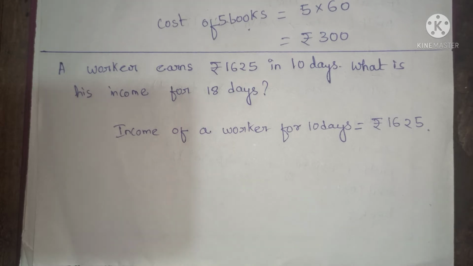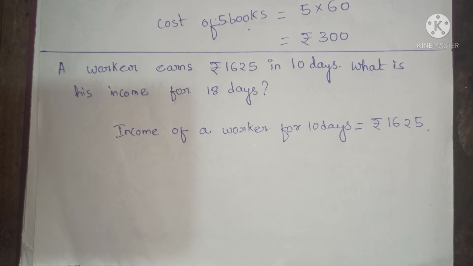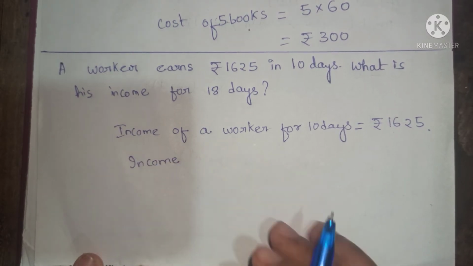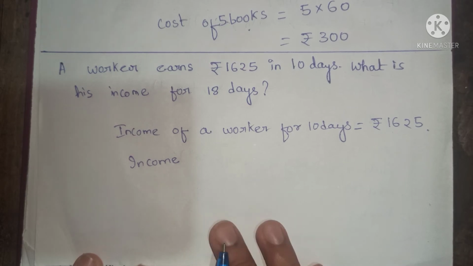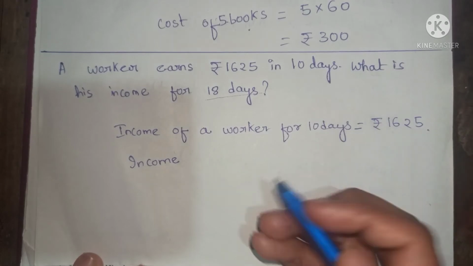So some students, what they do, they just multiply 10 into 1625. That will be wrong, children. To find the income for 18 days, we must know the income for one day. How much he earned in one day. Okay, so this is called the unitary method. Unitary method means for one. So we must find for one in order to find for 18 or more than that.